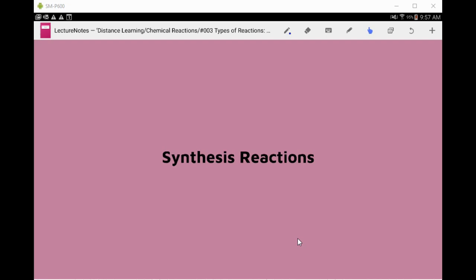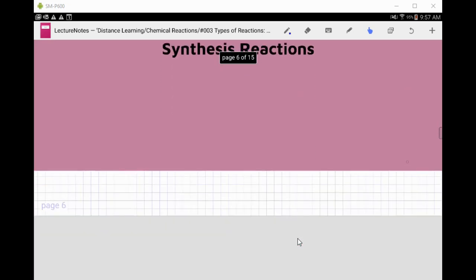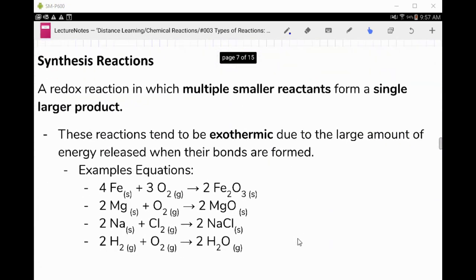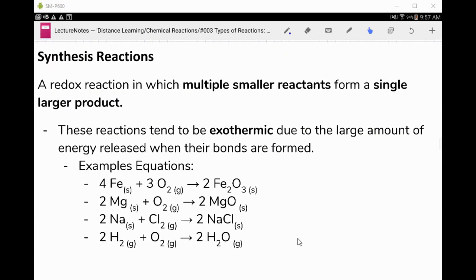Now, we had talked briefly in the last video about how each of these subtypes has a key feature or a way to recognize it, and it allows us to make some predictions about what's going to happen. For synthesis reactions, that key feature or the common thread between them is that in all of these types of reactions, we have multiple smaller reactants, and they bond together to form a single larger product compound. Here we have 4 examples written at the bottom.